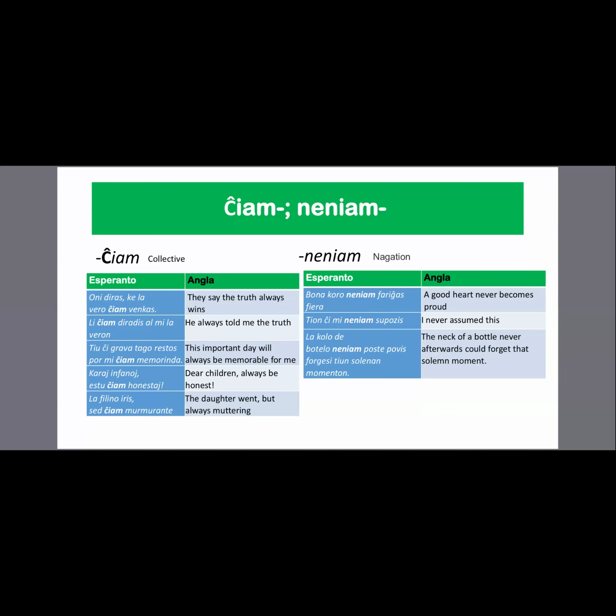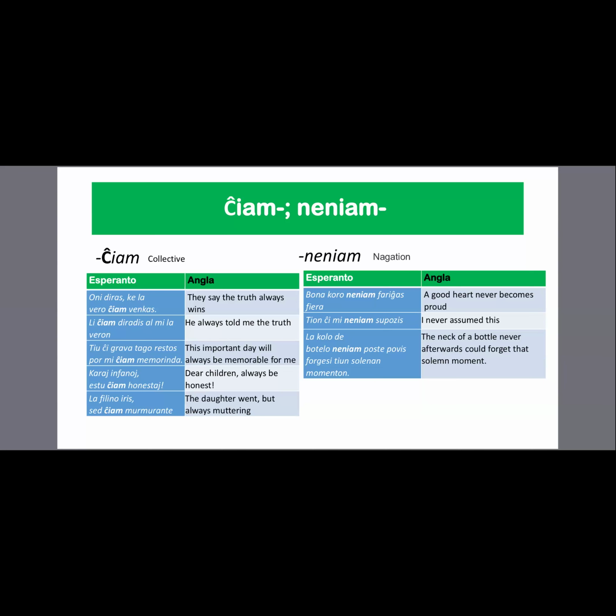Neniam is a negation. It is like never. When ĉiam is always, neniam is never. Bona koro neniam fariĝas fiera. A good heart never becomes proud. Tion ĉi mi neniam supozis. I never assumed this. La kolo de botelo neniam poste povis forgesi tiun solenan momenton. The neck of a bottle never afterward could forget that solemn moment. You need to know only neniam is never.